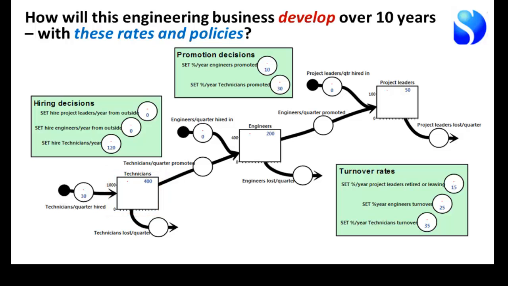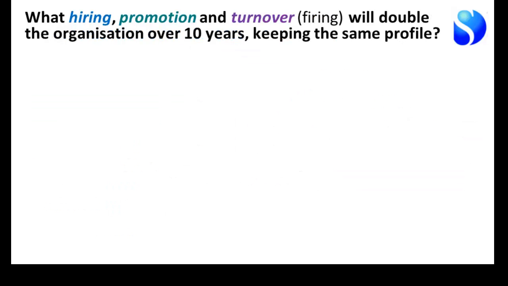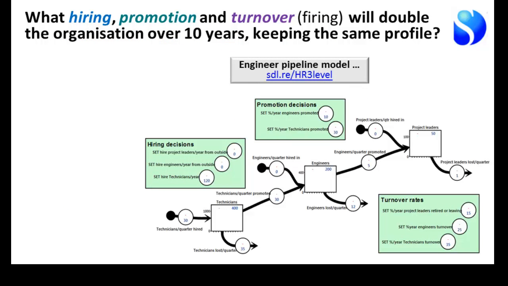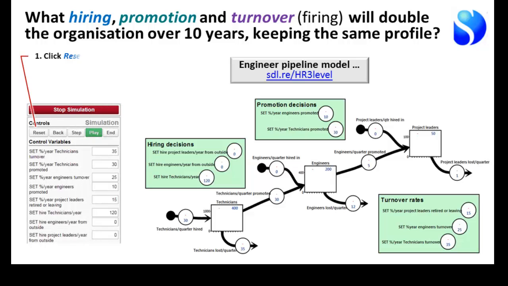Get a pen out and just draw in that picture what you think will happen. You will find that this is problematic, right? This is not a good world. And if you want to, you can go to this URL. You can see what will happen if those numbers continue, and you can try your hand at changing the policies to improve the outcome. So this is a particular challenge I would give to you, which is what hiring, promotion, and turnover rates. You will have to do something about the turnover rates. You will have to actually fire people to make this possible. Double the size of the organization in 10 years and keep the same profile, 1 to 4 to 8.